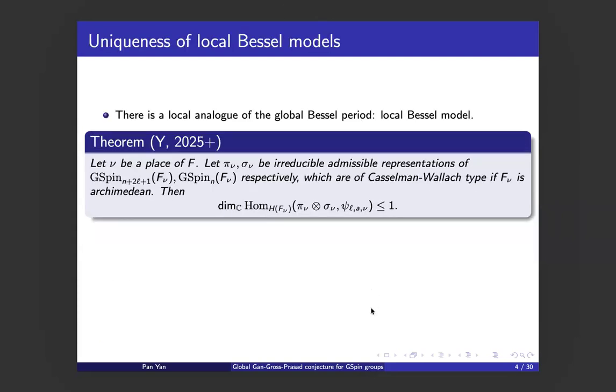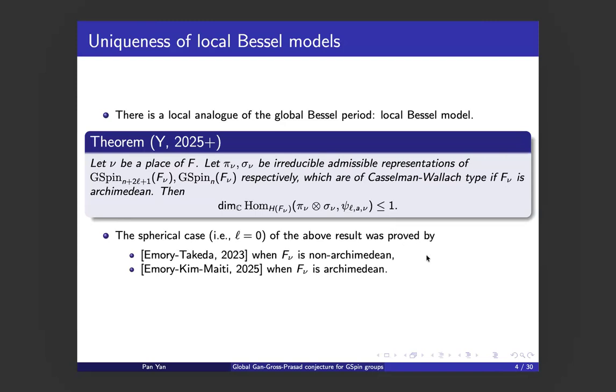There is a local analog of the global Bessel period, which is called the local Bessel model. In Pierce's work, I proved the uniqueness of the local Bessel models. So we take nu to be a place of F, either Archimedean or non-Archimedean. And we take pi_nu and sigma_nu to be irreducible admissible representations of GSpin_{n+2l+1}(F_nu) and GSpin_n(F_nu). In the Archimedean case, we assume that these are of Casselman-Wallach type. Then we have that the dimension of this Hom space is at most 1.